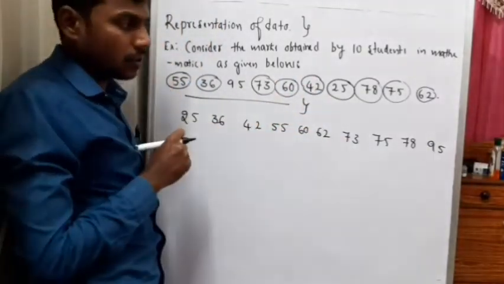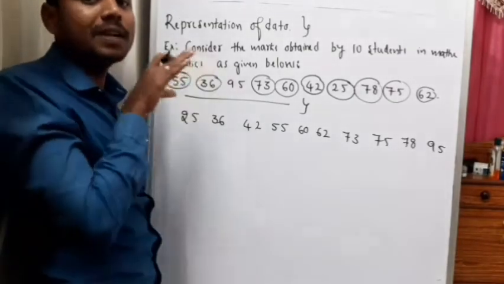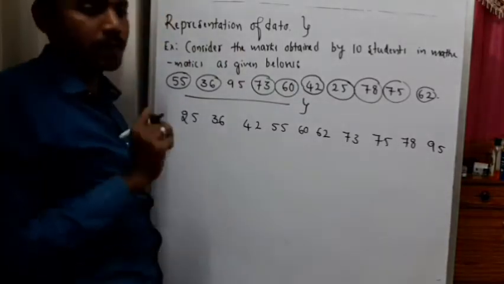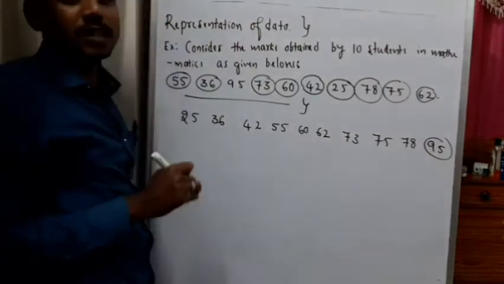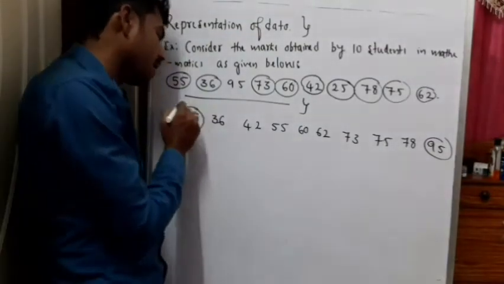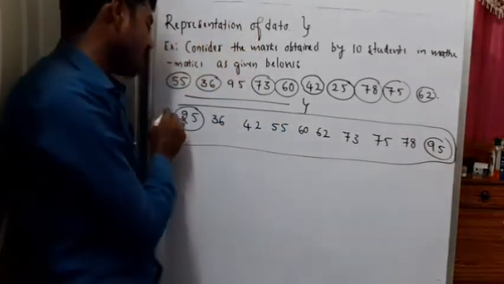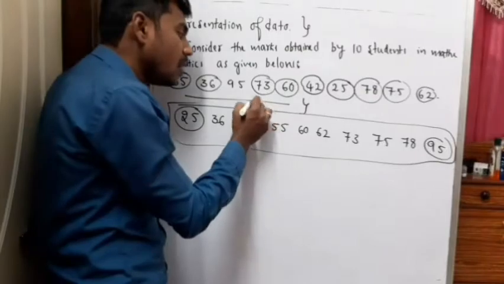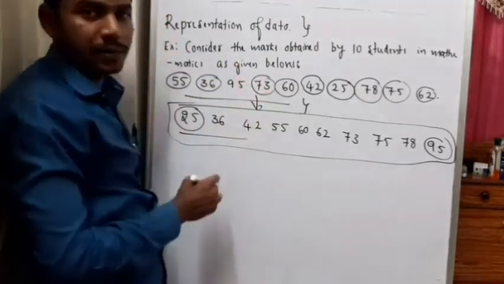Now if I ask you, what is the maximum marks scored by a student in that particular class? Out of 10 students, what is the maximum marks scored in mathematics? Directly I will tell 95. If I ask what is the least marks scored by a student, it is 25. So we arrange the given data in ascending order to give meaning to the data. Now this is one way of representing data.